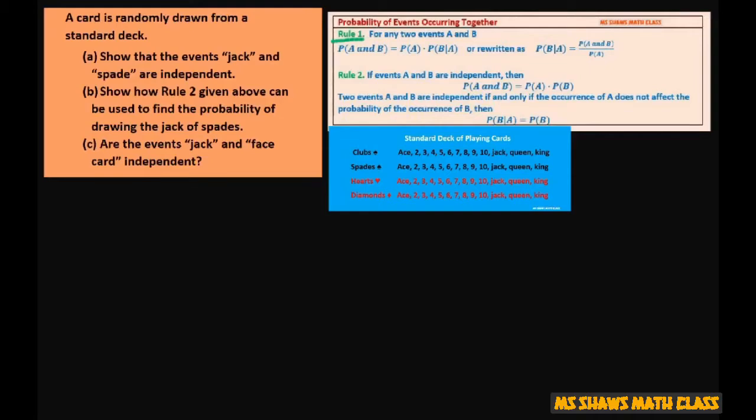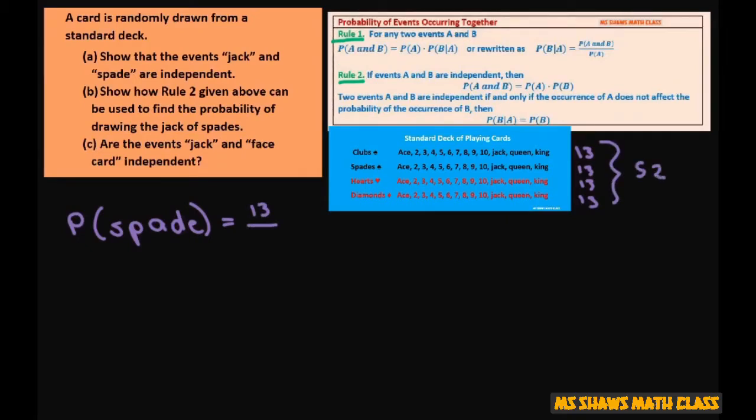There's rule 1 and rule 2, and these are the probability of events occurring together. The first thing you want to know is, let's find the probability of a spade. If you don't know cards, there's a total of 13 spades. Each of the suits has 13 in it. So that's going to be 13, and the total is 52, so 13 out of 52, which equals 1/4.